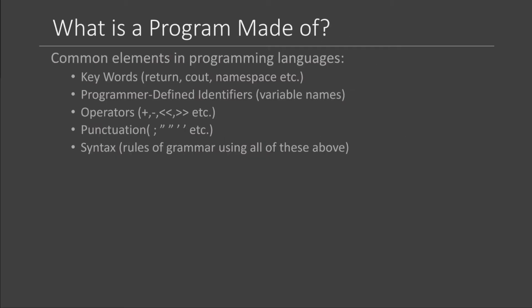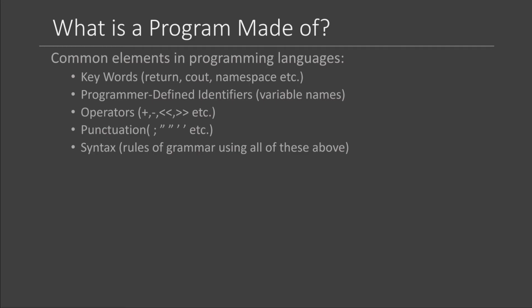Now that we know what a program is, we need to figure out what a program is made up of. Basically, since we talk about programming languages, we can relate it to actual language because it follows the same basic constructs. We have keywords, which are words specifically designated by the programming language, which is basically return, cout, namespace, every word that C++ actually understands, and it is built into C++.